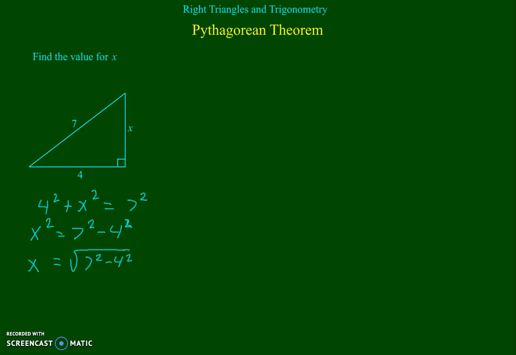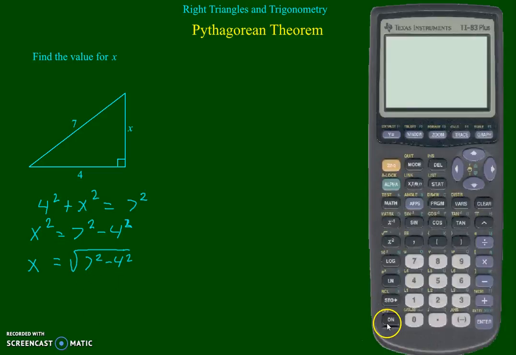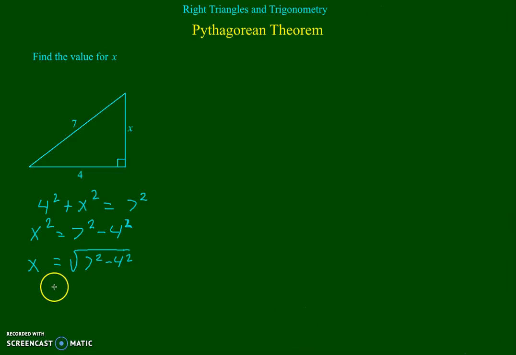So I'm going to go ahead and pull up my calculator. I'm going to put this in my calculator. So I'm going to have the square root of 7 squared minus 4 squared, hit enter, and there's my value. So x is approximately equal to 5.7. This is the preferred method when you're asked to give an approximation of a side length.